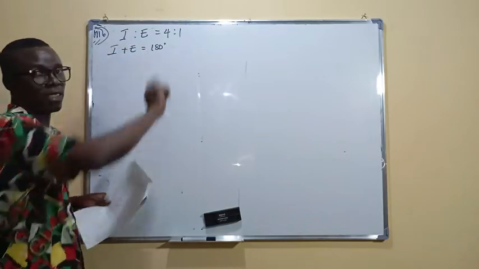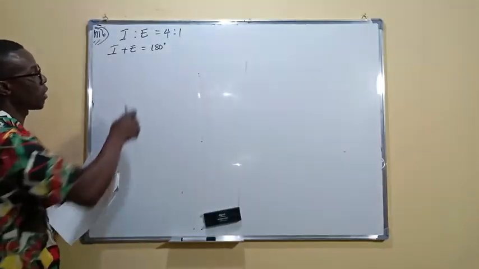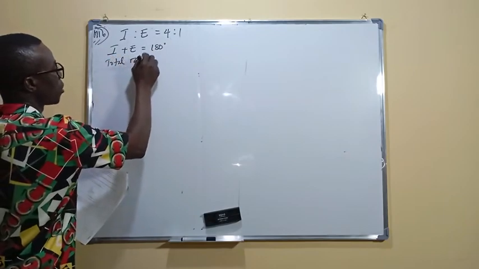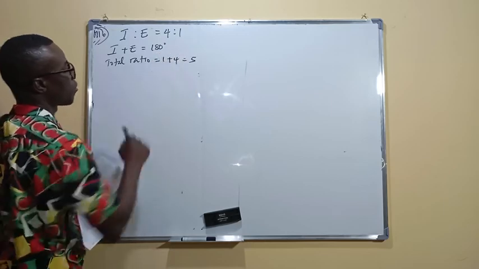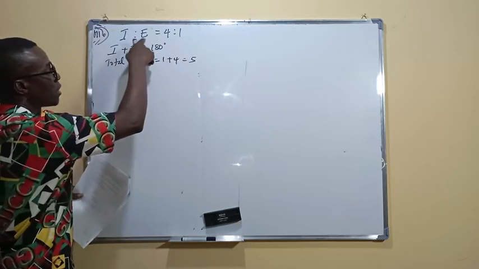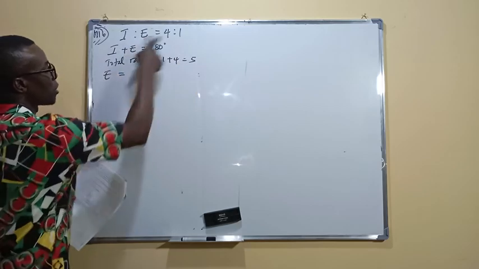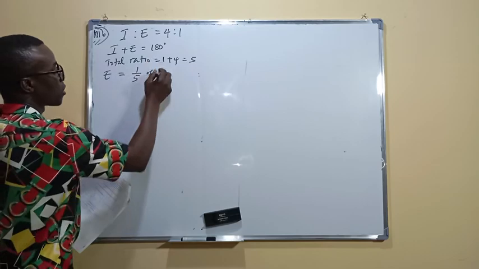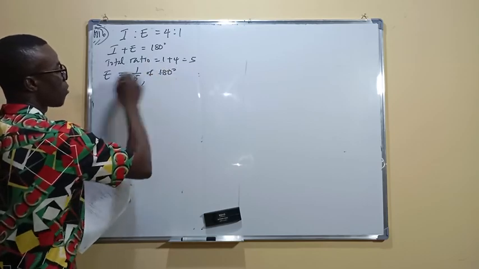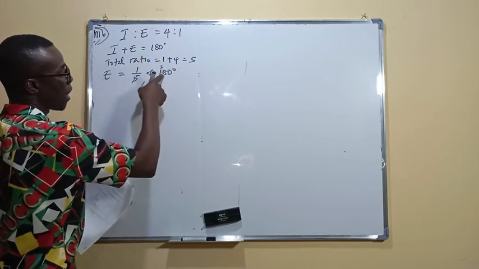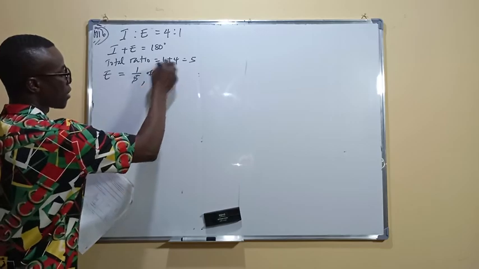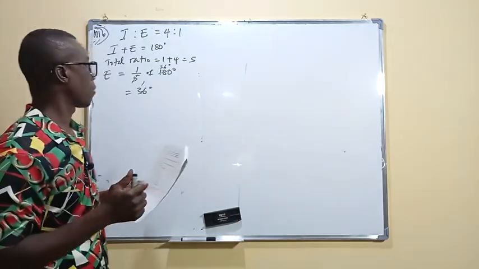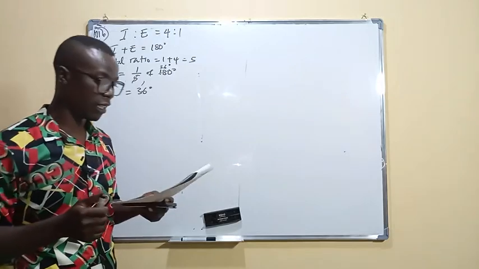So in that case, let us find the exterior angle. I would prefer to take the exterior angle. So the total ratio is 1 plus 4, and that gives 5, isn't it? Now, to find the exterior angle, that will be the ratio of the exterior angle divided by the total ratio, times the total angle we're talking about, 180. 5 goes into 180 thirty-six times, so this will give me 36 degrees. So each of the exterior angles is 36 degrees.